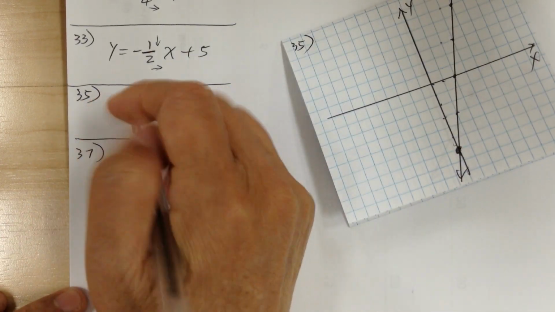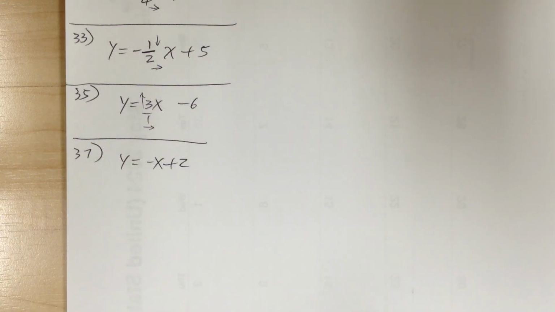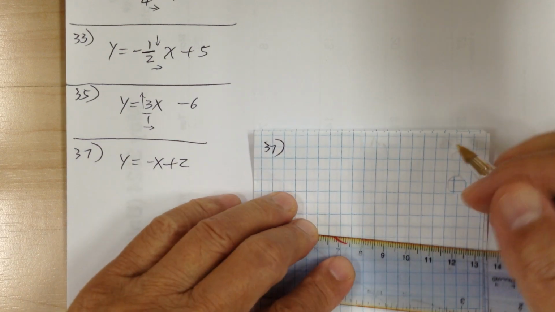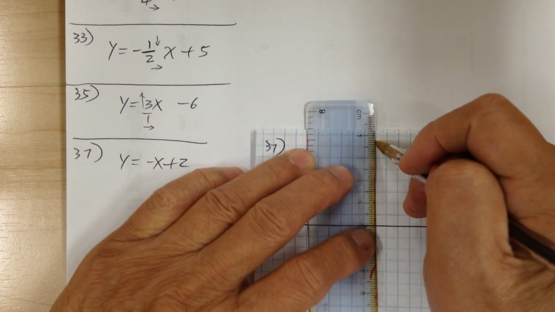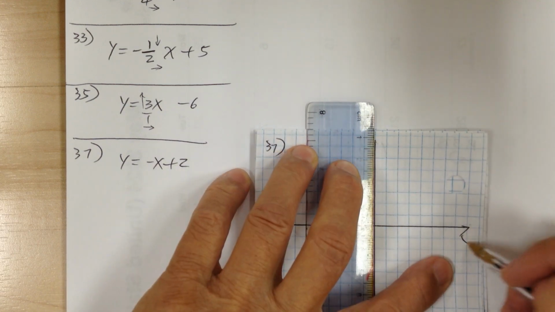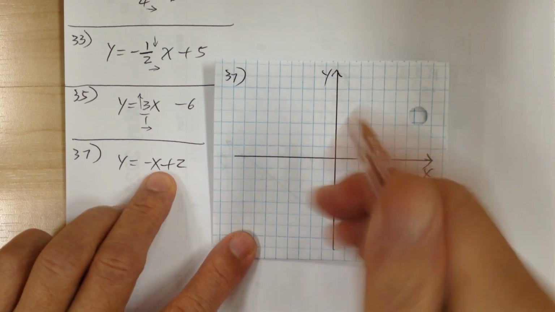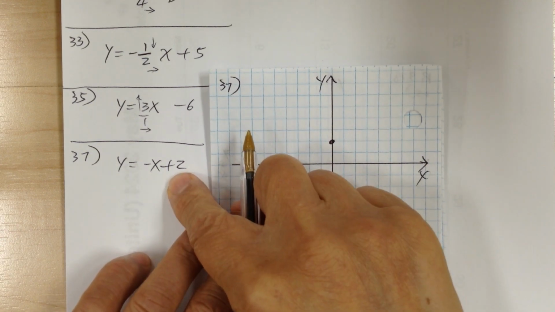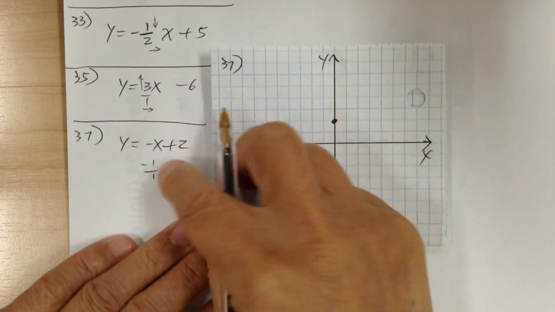Okay, number 37, you got y equal to negative x plus 2. Your intercept is positive 2, so your intercept is going to be right over here. That's positive 2. And your slope is negative 1, so it is negative 1 over 1. That's what this is.